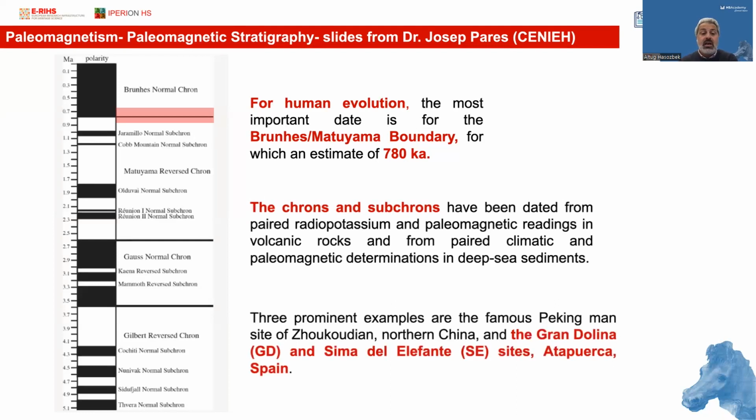There are prominent examples you can easily find in the literature, in the Atapuerca site, as I said, in Gran Dolina and the Sima del Elefante. These are the main cave names of Atapuerca. I will give some examples in the coming slides.